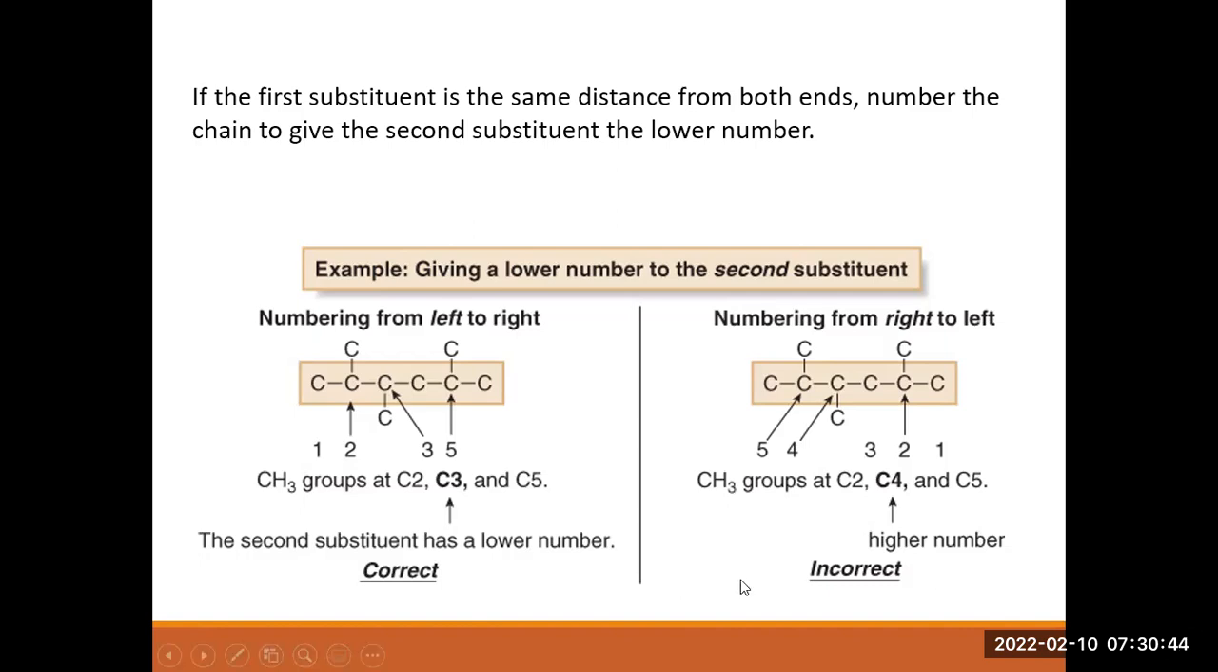Okay, let's see this one. 1, 2, 3, 4, 5, 6. We have substituents. This is incorrect. Why? This is at the onset already incorrect because the numbering was done from right to left. We would always use numbering from left to right. Okay, 1, 2, 3, 4, 5, 6. 1, 2, 3 substituents. And then the one with the lowest would always be the second substituent.